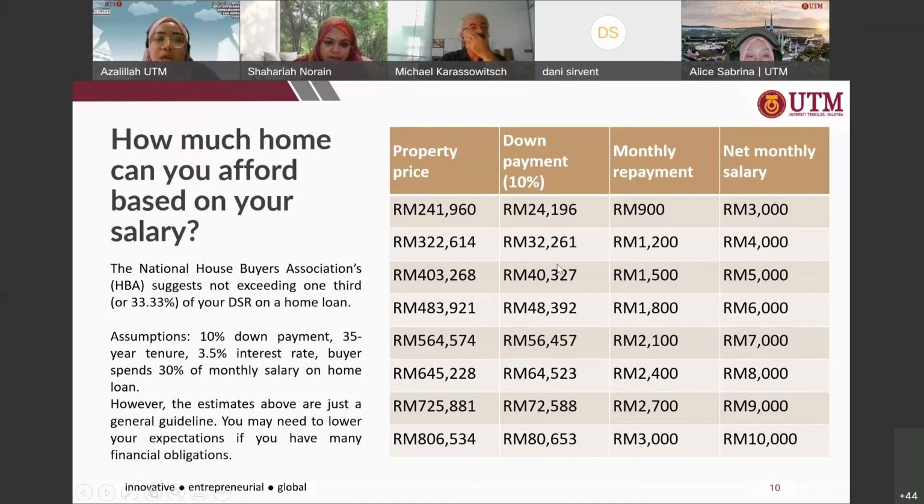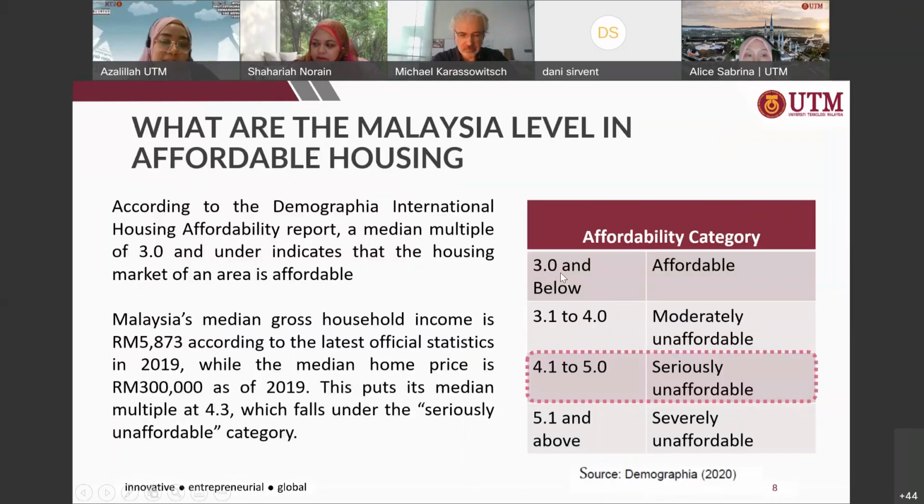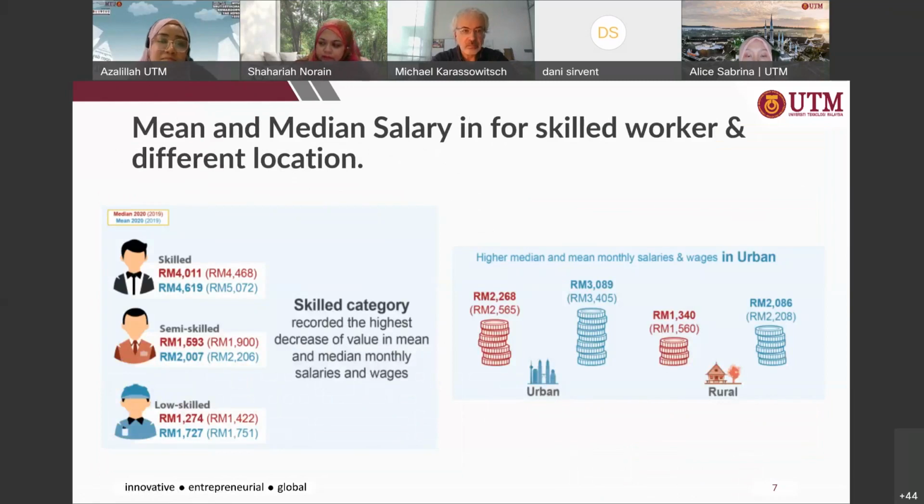If you look into this particular table, you can see your net monthly salary, and the starting point is a 200,000 house. That means your income needs to be 3,000. But if you want to buy a terrace house, for example at a 400,000 price, your income must be at this level. For those who want to buy a house, that means you are in the middle income group. If you want to buy an apartment, your income salary is 400, but compared to previously, Malaysian salary is far below this rate. That's why we are facing the seriously unaffordable category.